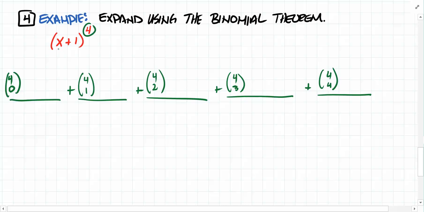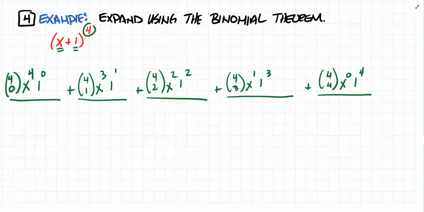Then I take my first term, which is x, and I raise it to the power of 4, and I count down: x to the third, x squared, x to the first, finally x to the 0. Then I take my second term and I count up. So 1 to the 0, 1 to the first, 1 squared, 1 to the third, and finally 1 to the fourth. So not a big deal there. Now I just clean each of these terms up.